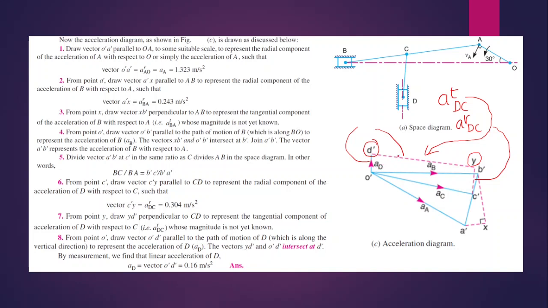And we can find out the resultant of this radial component and this tangential component as a line c dash d dash. That will give the total acceleration of d with respect to c, the relative acceleration of d with respect to c.